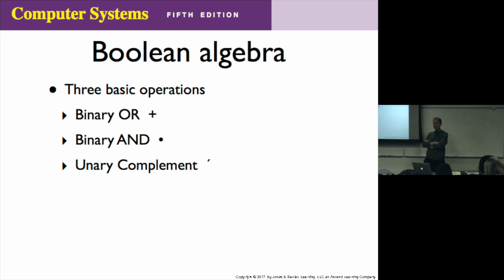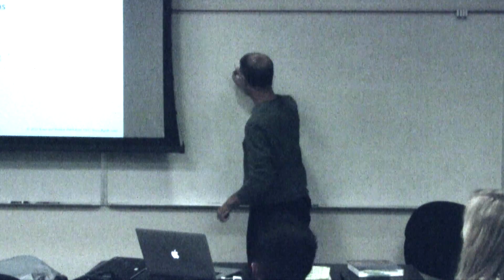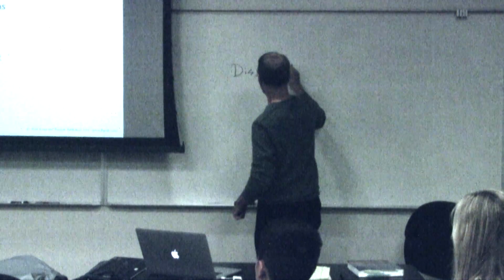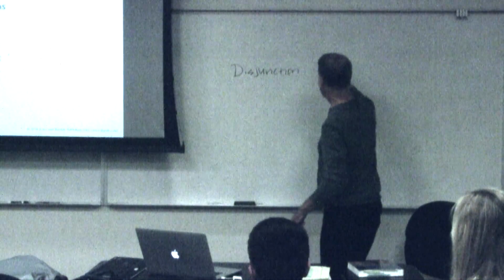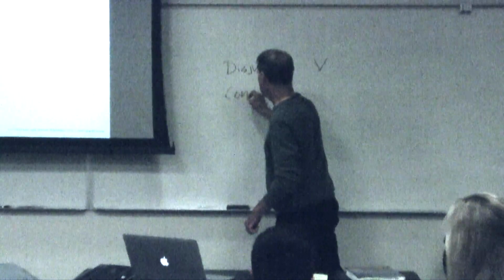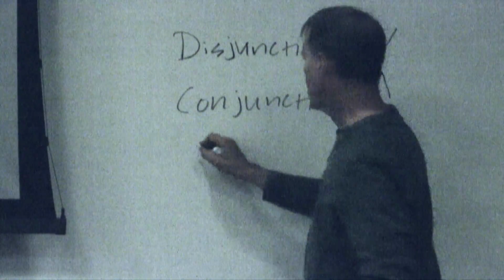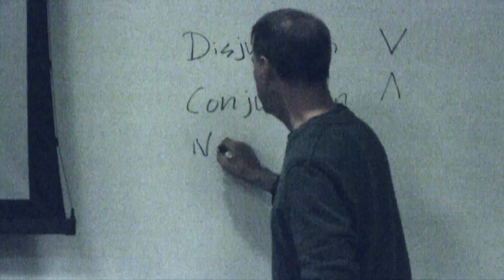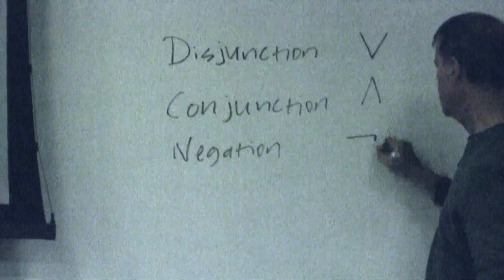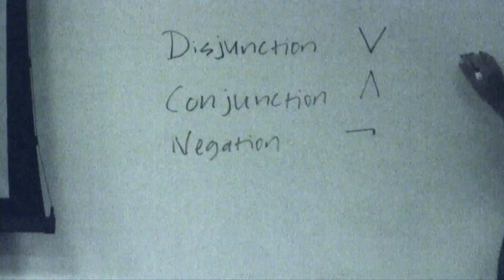Now look, according to this slide, how did we do OR? How did we do disjunction? V. Disjunction, this was OR. And conjunction was AND. And furthermore, negation was what? That. Right? Remember that?